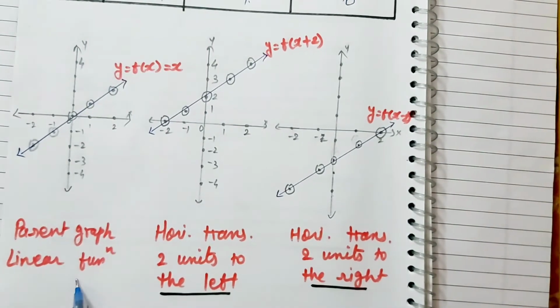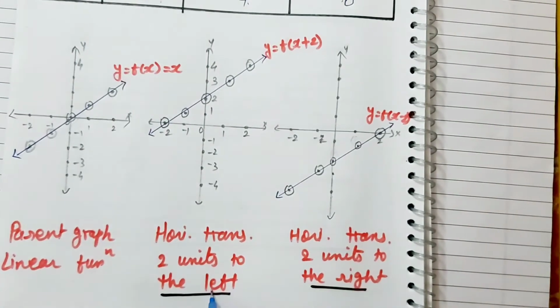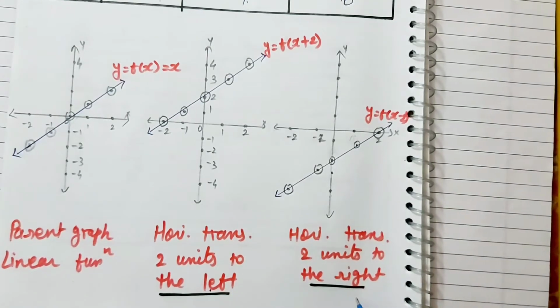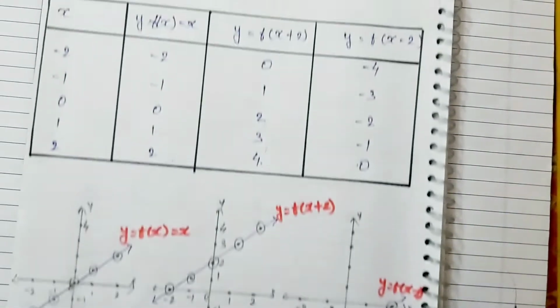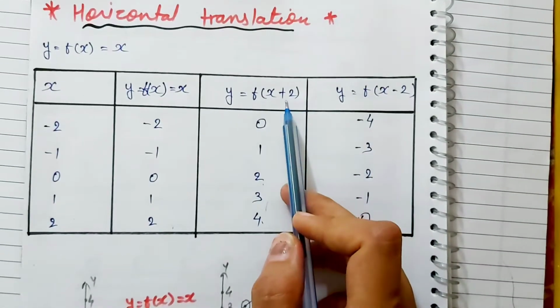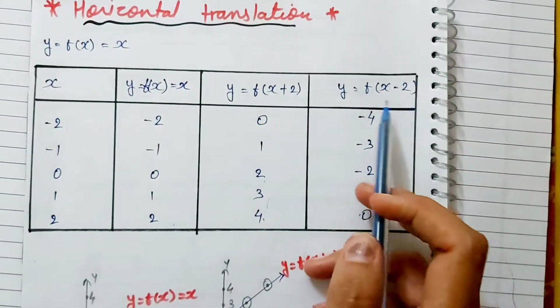This is what a parent graph looks like. This is horizontal translation, 2 units to the left. This is horizontal translation, 2 units to the right. Remember, whatever it looks like, it's working the exact opposite. So plus 2 means to the left, minus 2 means to the right.